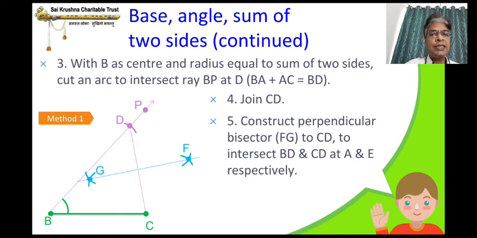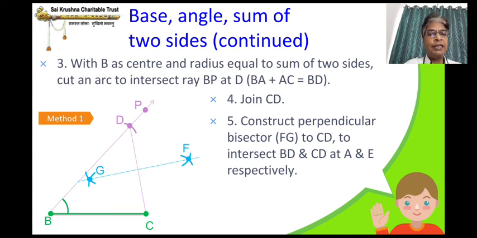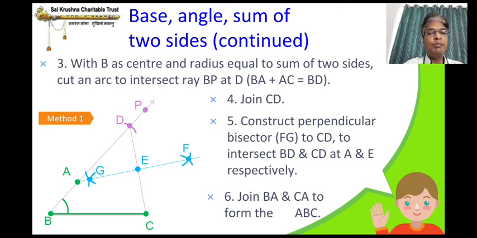Now all of you understand this line FG is perpendicular bisector to DC. So that is DC is exactly divided into 2 parts by this line, and also that line is 90 degrees to line CD. So now let's see. Now you have to connect, right? It is intersecting BD at A, and DC it is intersecting at E. Now what you got? Yes, E I have mentioned. Now join BA and CA to form the triangle ABC.